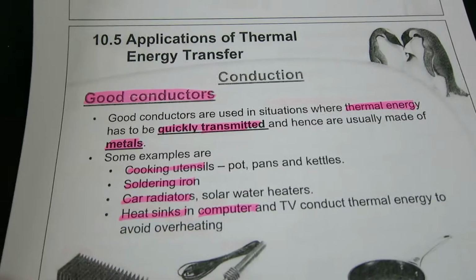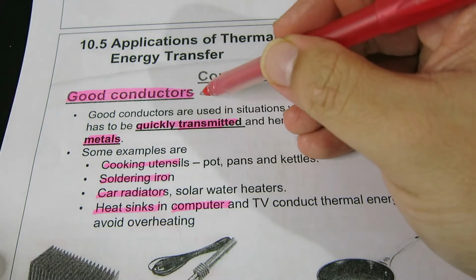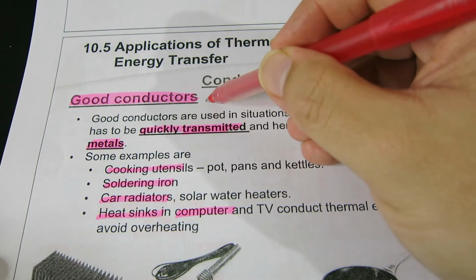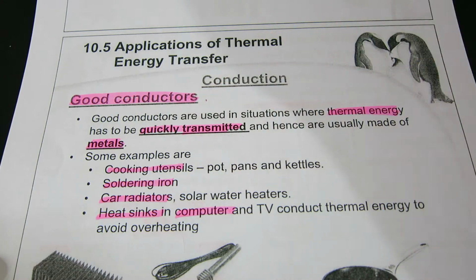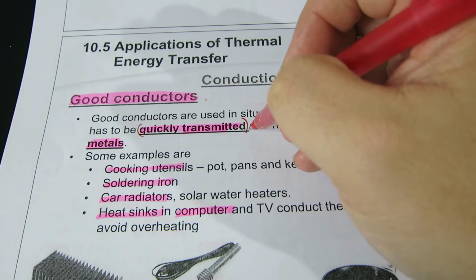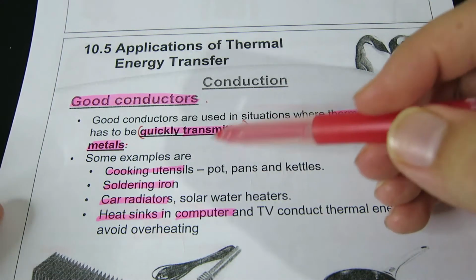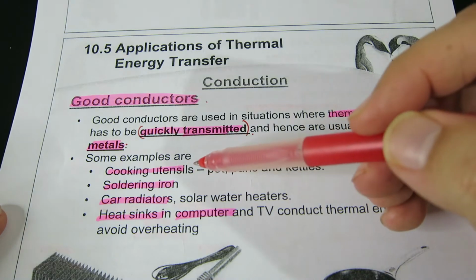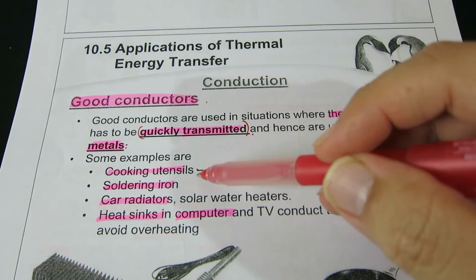Alright, so applications of thermal energy transfer, conduction. There are a lot of situations in which we need objects to be a good conductor, because we want the thermal energy to be quickly transferred. And when we want it to be quickly transferred, we use the best conductor that we know of, which is metal. So for some examples of application, you want your pots and pans to heat up quickly, so that's why in general they are made of metals.